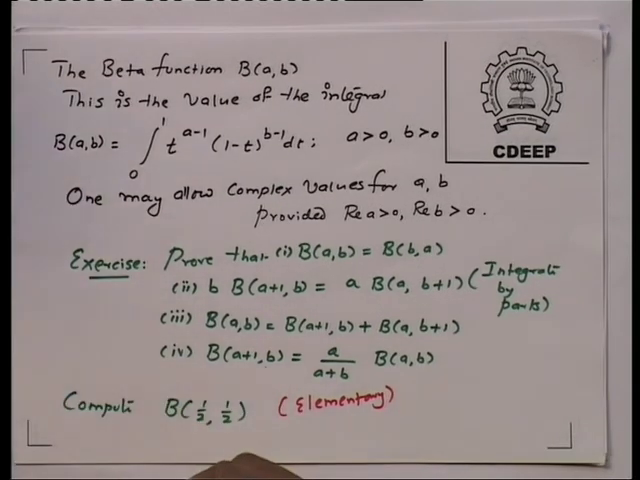You can actually perform the integration, correct? These are the 4 basic beta function identities. The first one and the fourth one are the most important ones in this. The first one and the fourth one are the most important ones, correct?